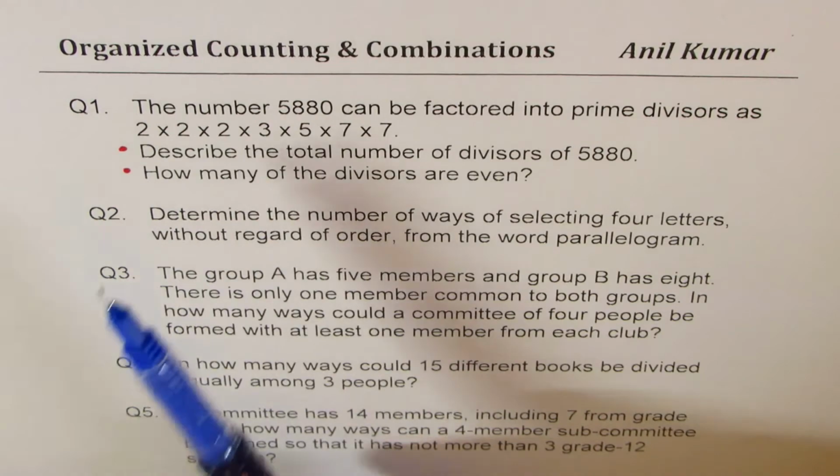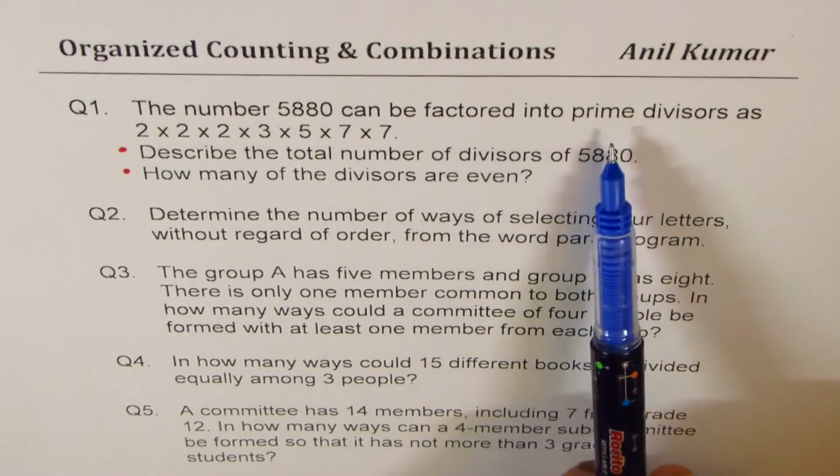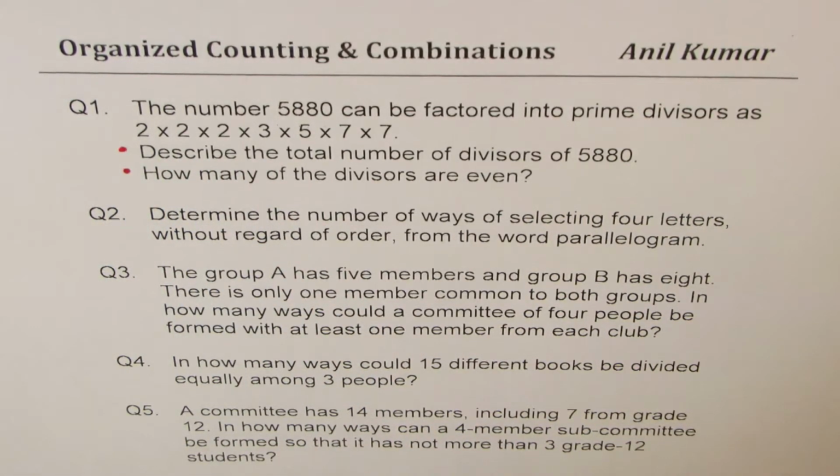Question number one, the number 5880 can be factored into prime divisors as 2 times 2 times 2 times 3 times 5 times 7 times 7. Describe the total number of divisors of 5880, and part B is how many of the divisors are even.